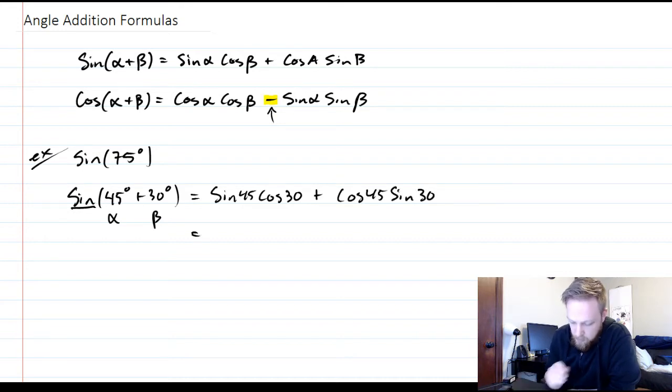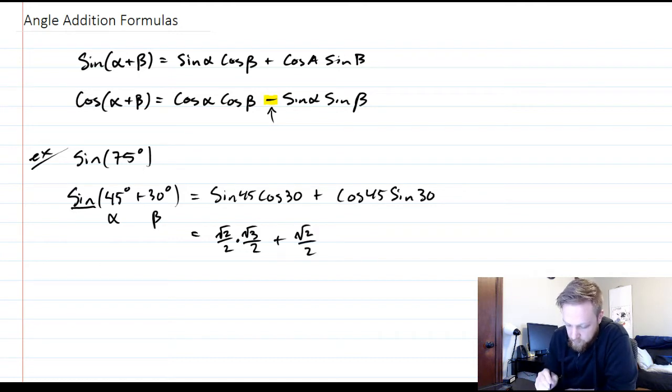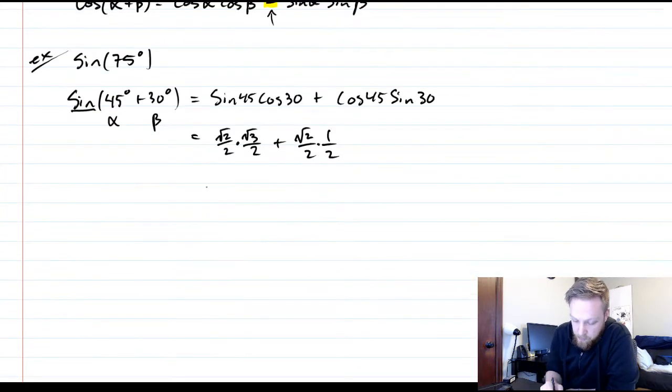Now what we need to do next is just evaluate, because we have 45 and 30 on the unit circle. Sine of 45 is root 2 over 2. Cosine of 30 is root 3 over 2, and these are being multiplied together, plus cosine of 45 is root 2 over 2. Sine of 30 is 1/2, and those are being multiplied together. Now we just simplify.